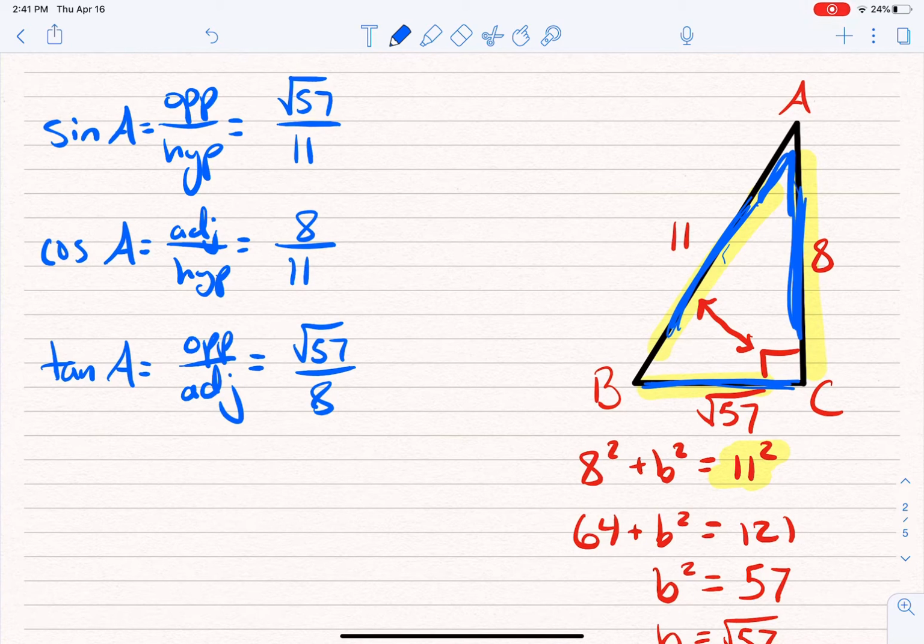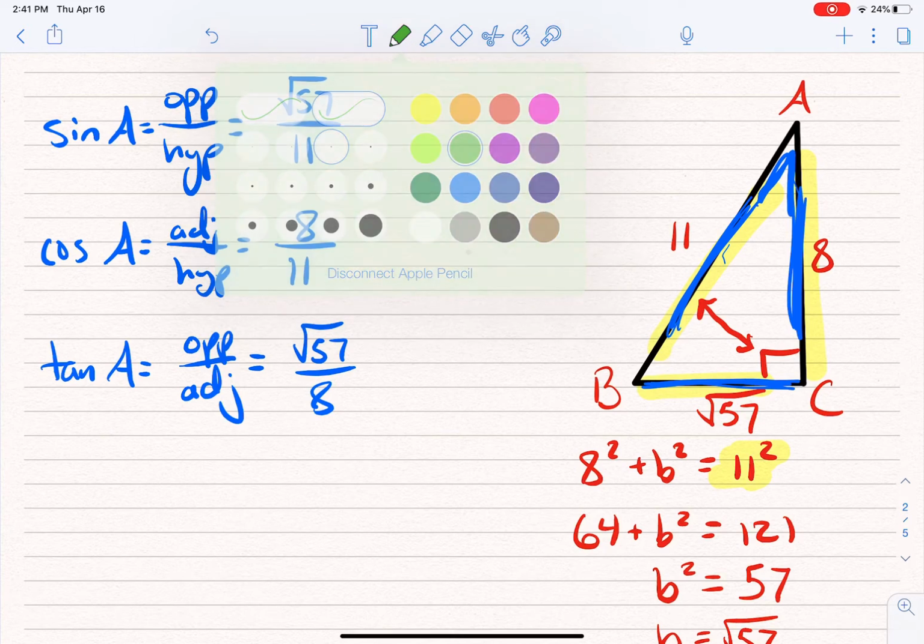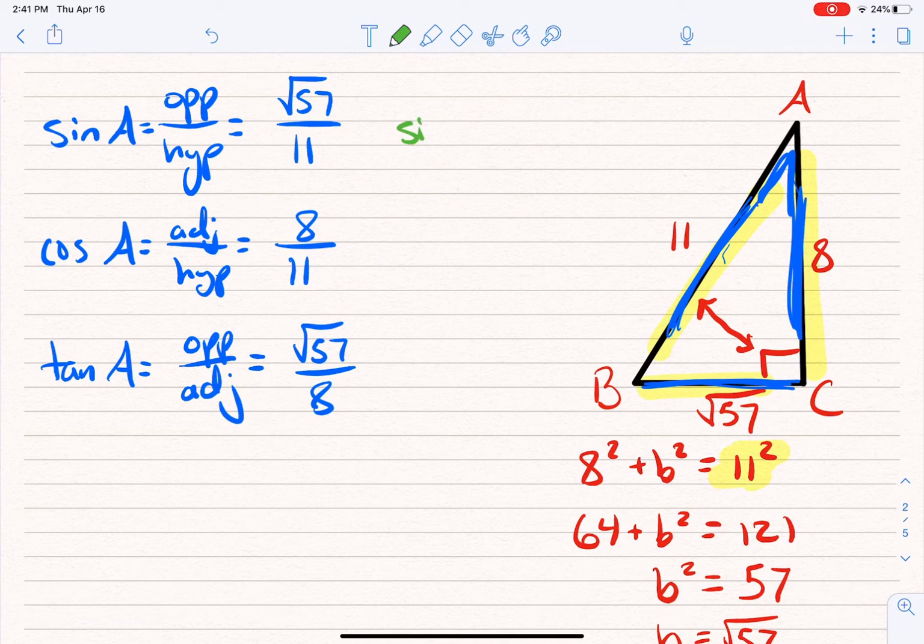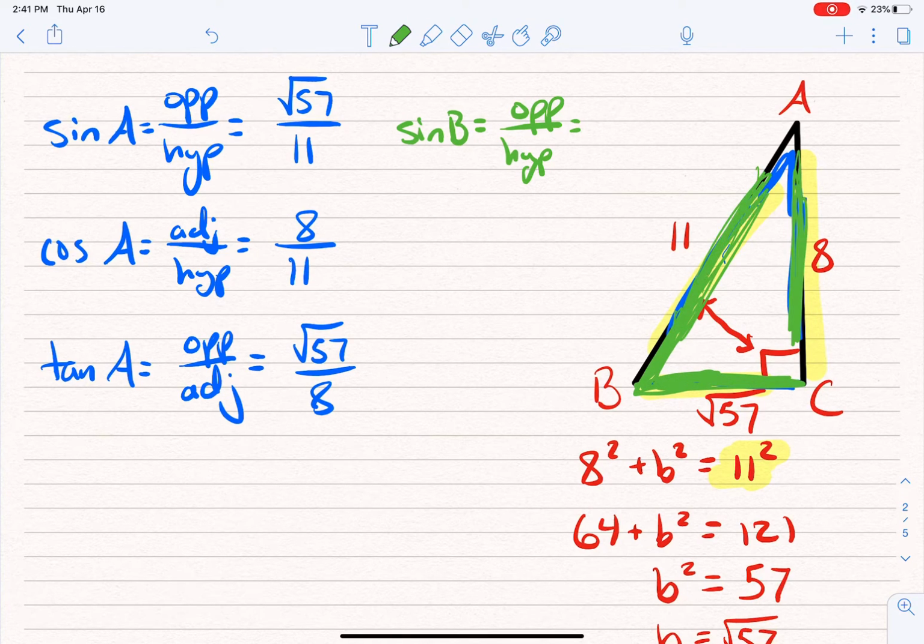And I could do all of these for angle B as well. I'm going to walk through those really quickly. Sine of B, all sines are always opposite over hypotenuse. So for sine of angle B, I put myself in this spot. This becomes the opposite side because it's opposite of this angle. This is the adjacent side, square root of 57, and this still is the hypotenuse. So sine of B is opposite over hypotenuse. That's 8 over 11.